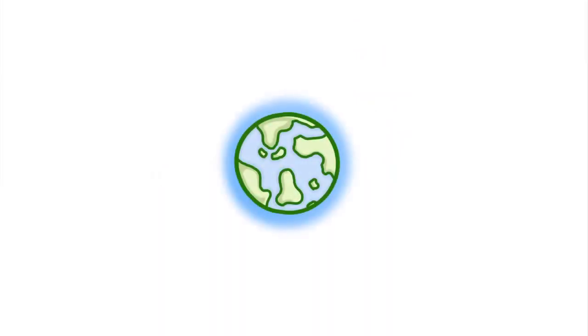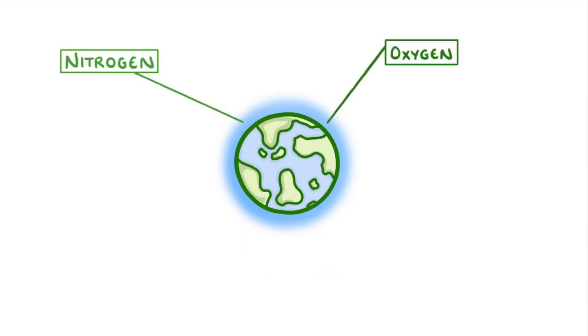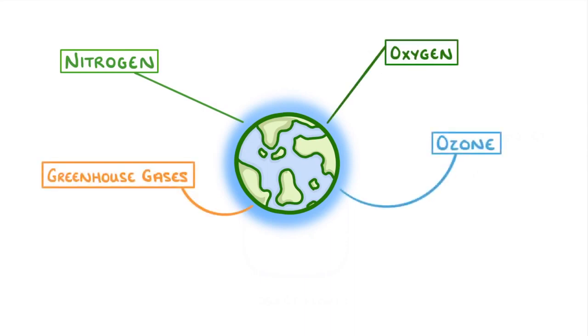If you think about the Earth's atmosphere, it's basically a thin layer of gases that surrounds our entire planet, made up mostly of nitrogen, but also with a fair bit of oxygen, which allows us to breathe. It also contains the greenhouse gases that keep the planet warm, and the ozone layer, which keeps out the most harmful radiation.